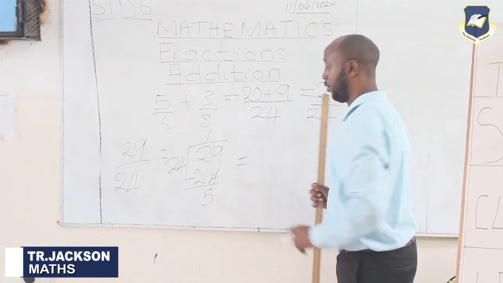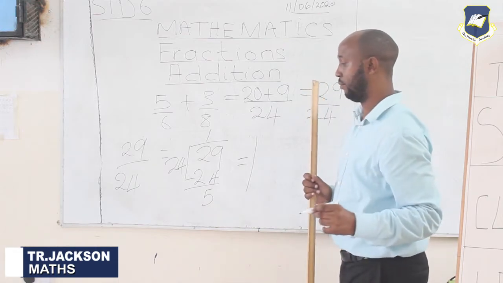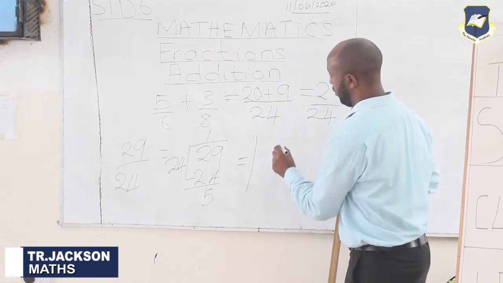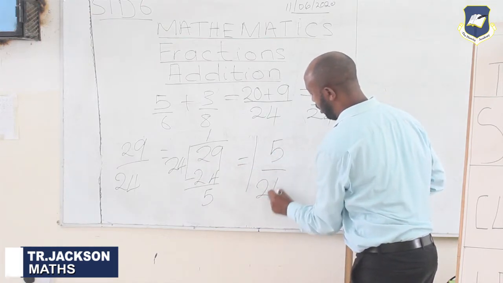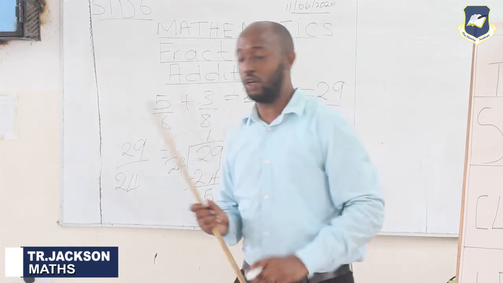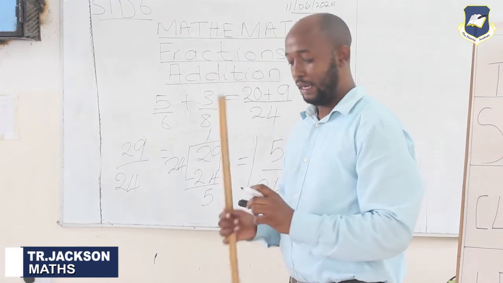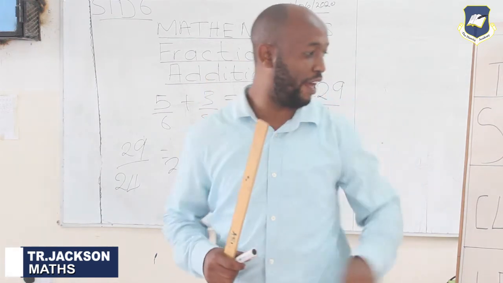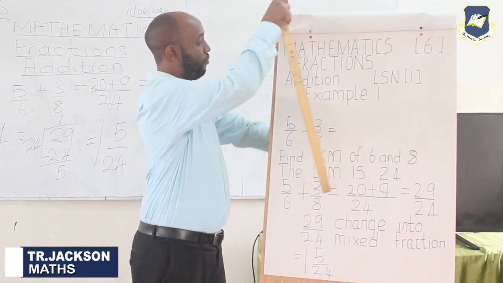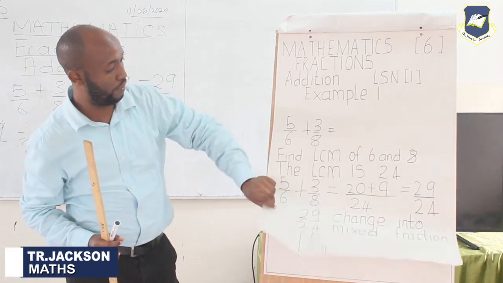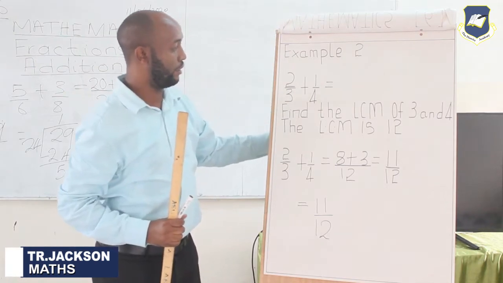Write your mixed fraction whereby the number on top here is going to be your whole number, 1. The remainder, you make it your numerator, and then 24 there is going to be your denominator, whereby you're going to get 1 and 5 over 24. Let us look into another example. That was our example 1. Now let's look into example 2.